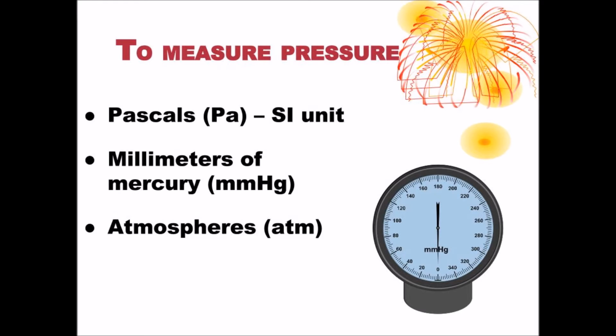The official SI unit for pressure is the Pascal, capital P, lowercase a. However, we also use two additional units to measure pressure. One is called millimeters of mercury, mm, uppercase H, small g, and the second is called atmospheres, lowercase atm. You may recognize atmospheres from the weather or from diving. You may have heard this term before. We'll learn how to convert easily among these three units later in the year.